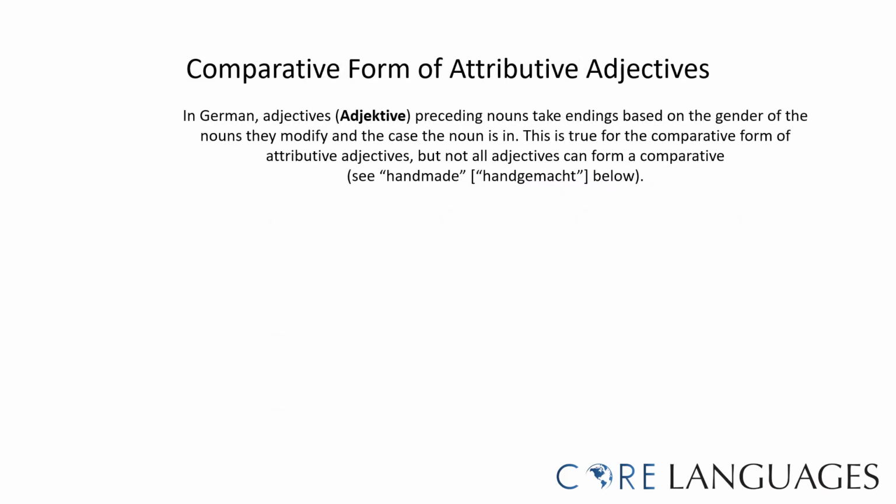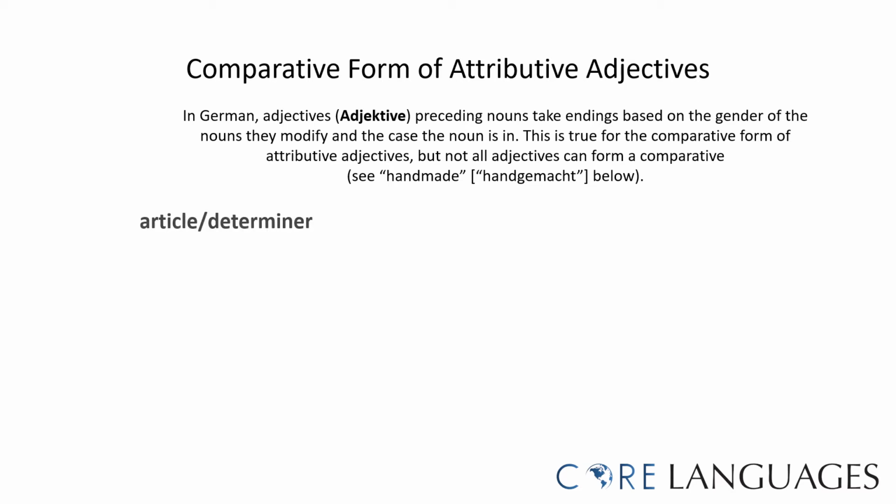If an adjective is placed before a noun, it is an attributive adjective. And in German, attributive adjectives take endings based on the gender and the case of the noun they modify, and depending on whether we're using a definite or an indefinite article. This is true for the comparative form of attributive adjectives, but it's also important to note that some adjectives cannot form a comparative. For example, handmade, handgemacht. Things cannot be more handmade. Either they're handmade or not.